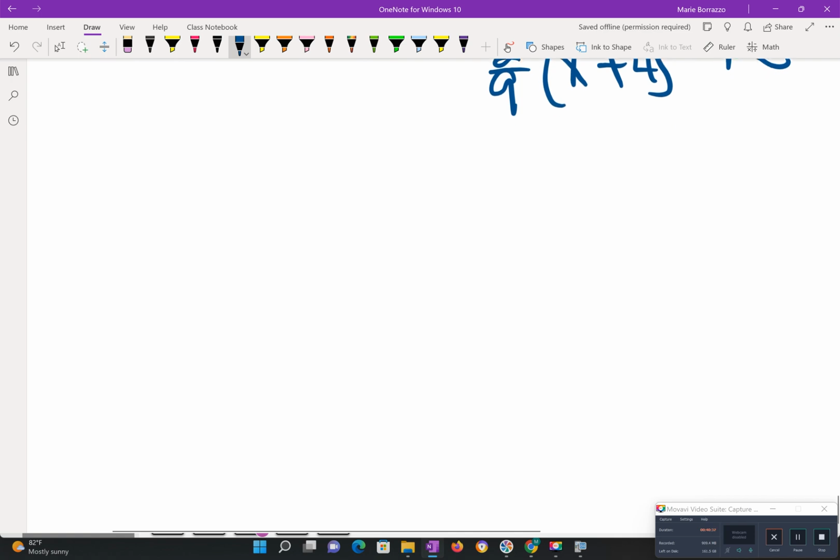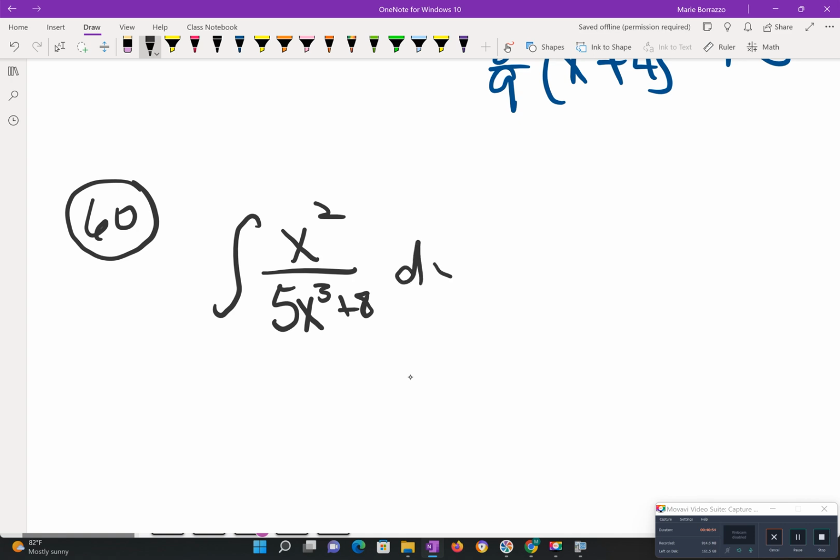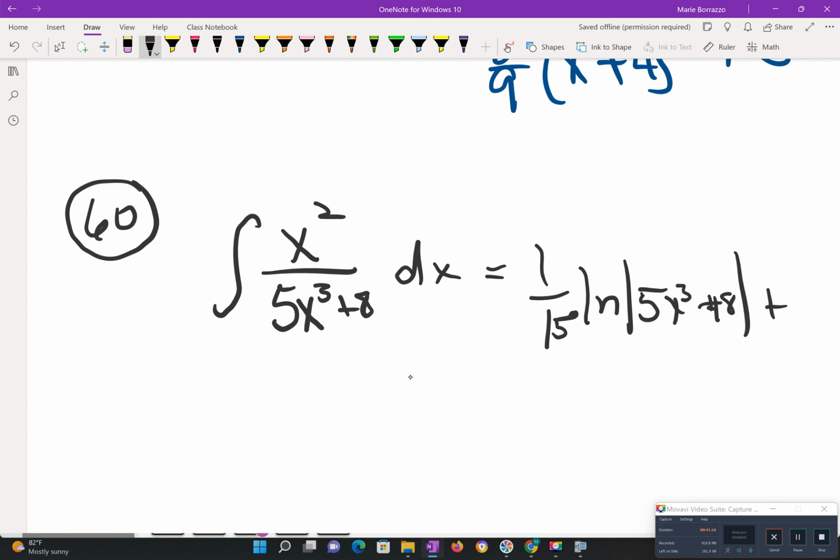Okay, and number 60. We have, again, we're going to integrate, find the integral of x squared over 5x to the third plus 8 dx. So this will become 1 over 15 natural log of the absolute value of the denominator, hence 5x cubed plus 8 plus c. And that's it.